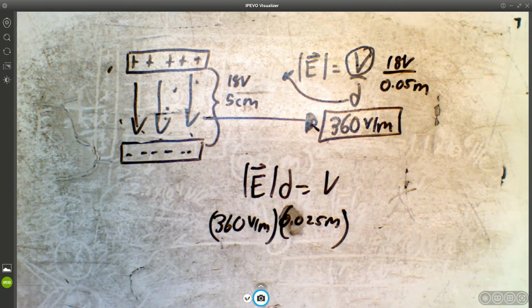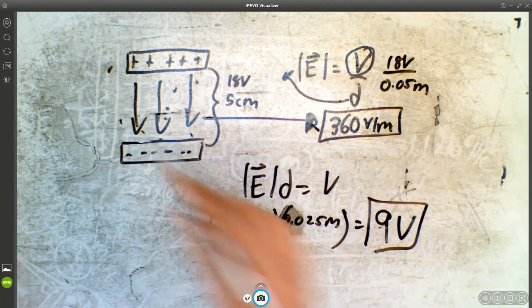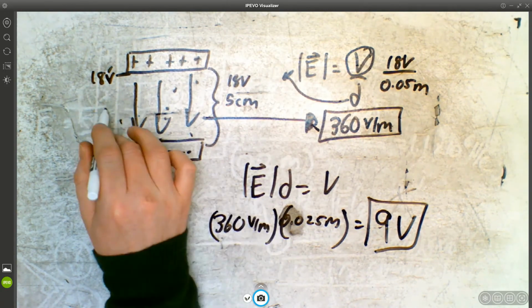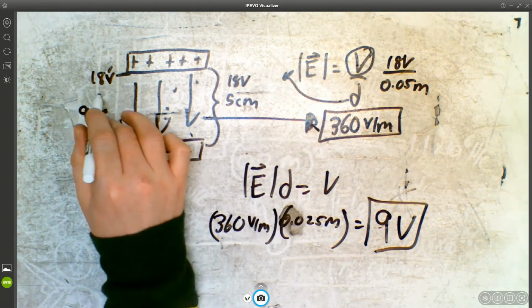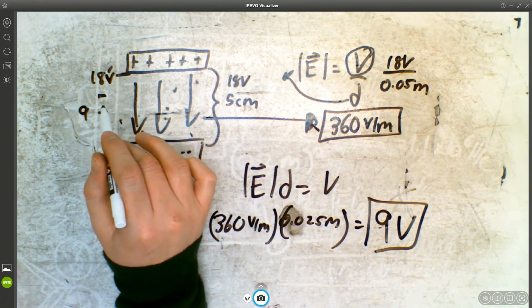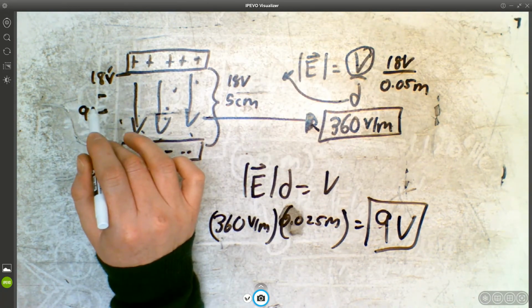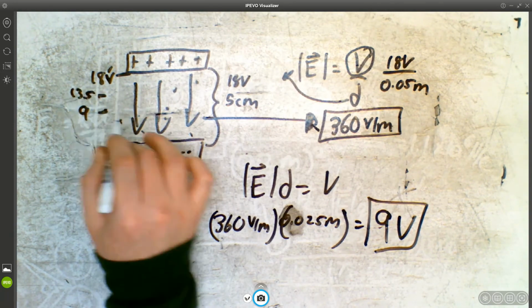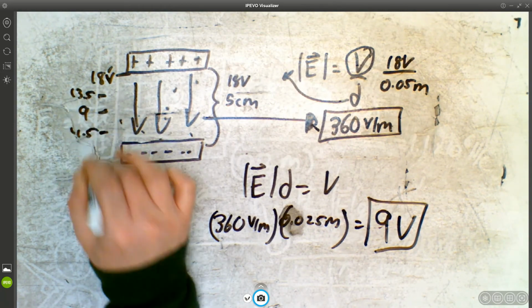I don't know why you need a calculator. So that's going to be 9, right? So that's important, 9 volts. So here, it's 18 volts. Here, it's 9 volts, right? 3/4 of the way, maybe you can do the math. Well, it's going to be, what is that, 13.5? And then here is 4.5.